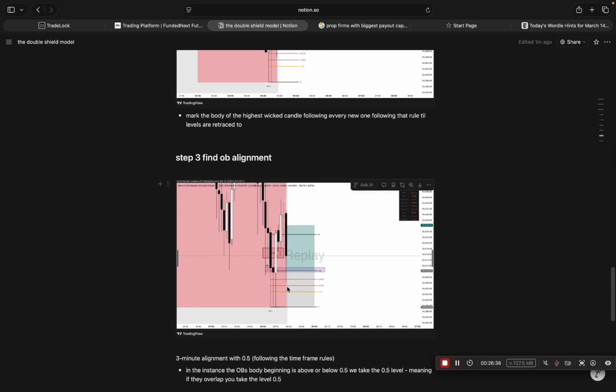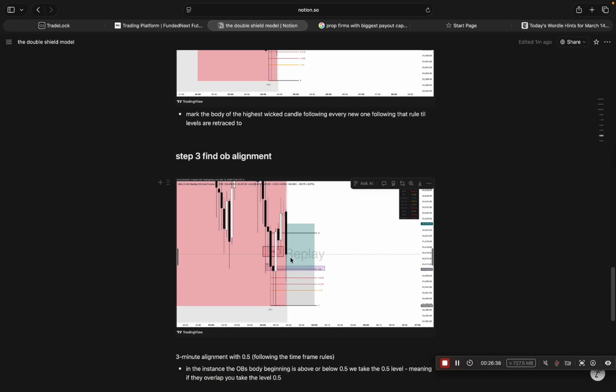Then we're going to wait for a tap into an order block mixed in with those levels. And that's where we're going to go ahead and refer to my time frame rule book, which is if we have a 5-minute inversion, we're looking for a 3 or 2-minute order block that's going to line up with one of these internal levels, and we will take the internal level that's aligned with it.